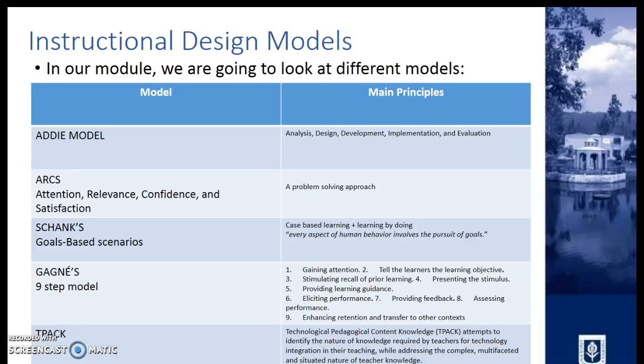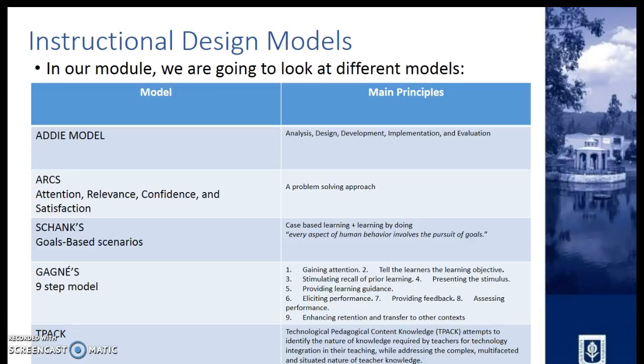It has 9 steps. Gaining attention, telling the learners the learning objective, stimulating recall of prior learning, presenting the stimulus, providing learning guidance, eliciting performance, providing feedback, assessing performance, and enhancing retention and transfer to other contexts. That is the 9-step model that Gagne presents.